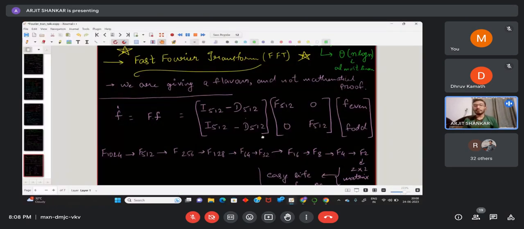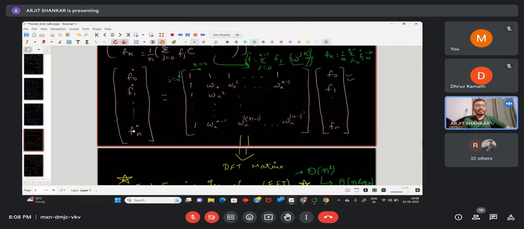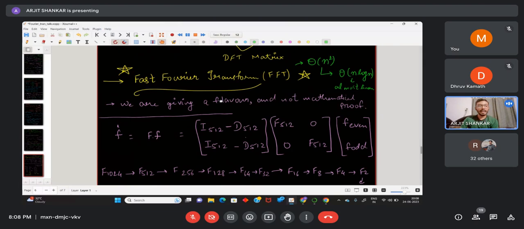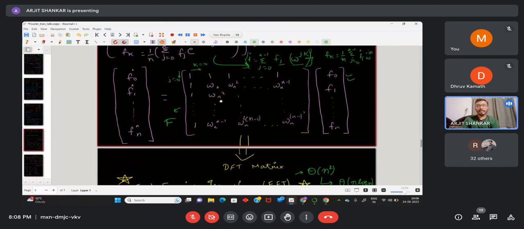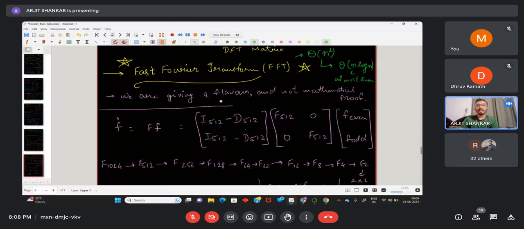I'm again not going through the mathematical proof. This is just a way to understand it. So over here, we have this particular column, which is f hat. This column goes from f0 to fn, which is our original timestamp. And this is a DFT matrix. Let's say this is capital F. So we can write this whole equation concisely as f hat equals capital F, which is the Fourier transform, times small f, which is our original time series.